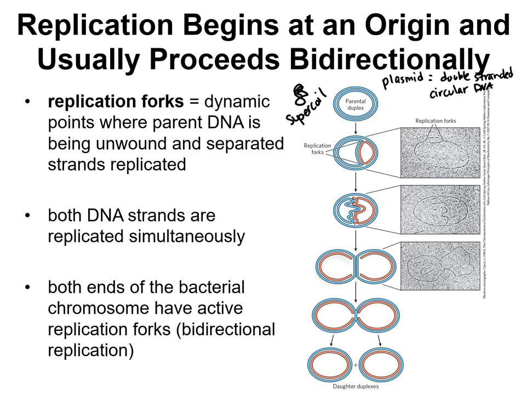When you go to replicate in bacteria, you first have to unwind and establish some kind of a replication fork so that all the machinery that you need can actually bind to the origin and get things going. Both of the strands are simultaneously replicated. So we're not going to do one strand and then the other. That would take way too long. Both ends of the bacterial chromosome have active replication forks. So what that means is that we have bidirectional replication.